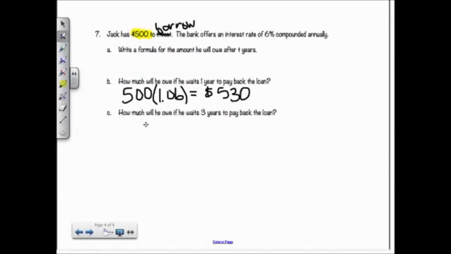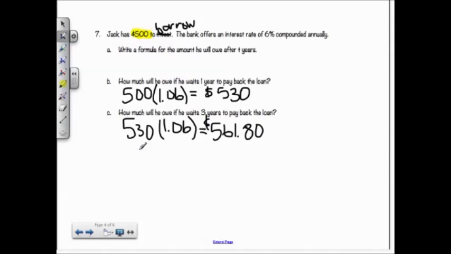And then question C says, how much will he owe if he has to wait 3 years to pay back the loan? So I would take the $530 and I would multiply that by 1.06 again. This is going to tell me how much I would have to pay after 2 years. All right. And then I would take that answer and multiply it by 1.06 as well. So when I take 530 and multiply it by 1.06, I end up getting $561.80.